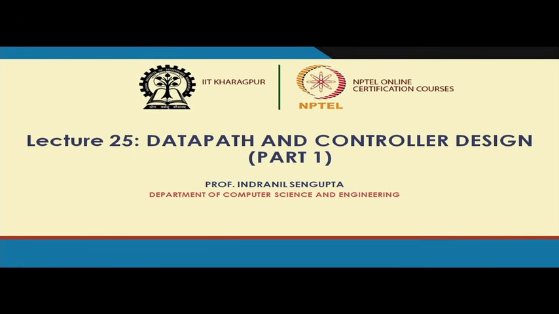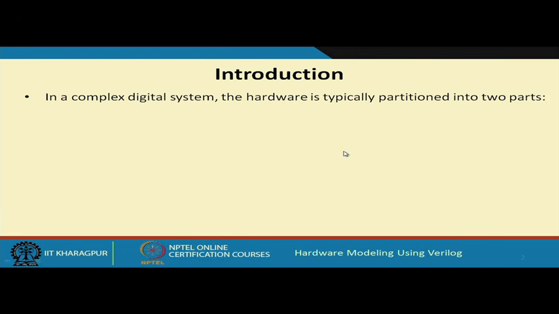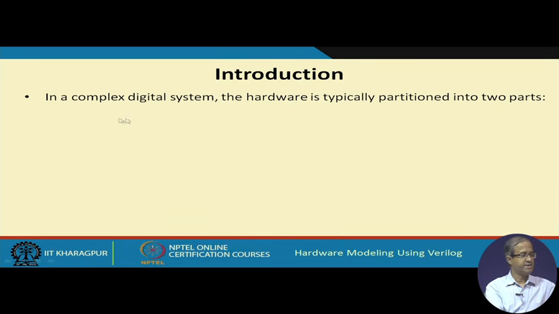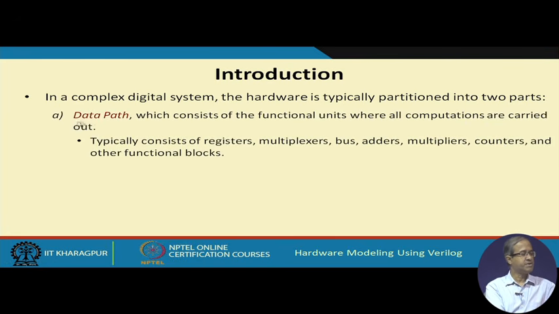Okay. So, let us see the basic idea. As I said, for complex digital systems, we normally do not design the whole hardware in one piece. They are typically partitioned into two parts. The first part is called the data path. What is the data path? It consists of the functional units where all the computations are carried out.